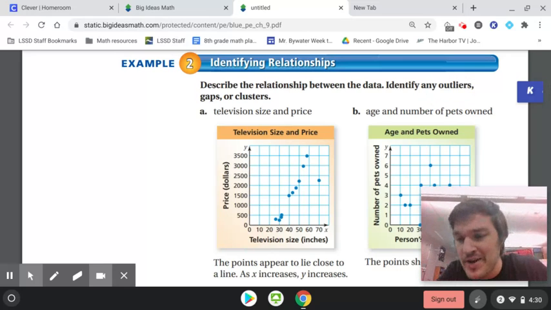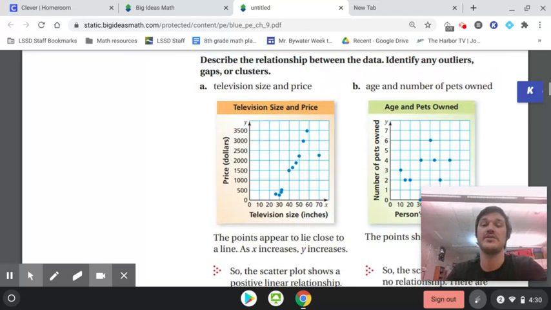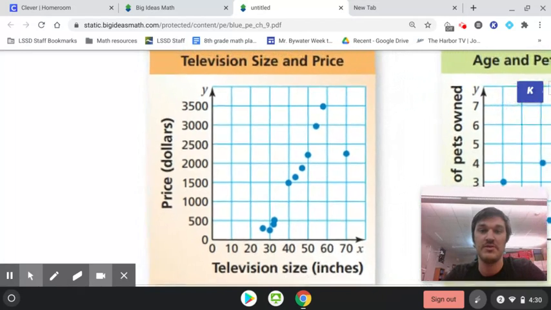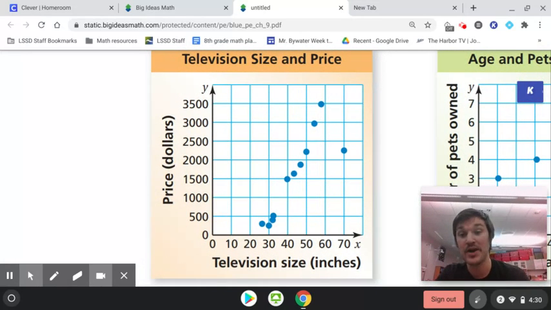This word, outlier, is a term we use for a data point that doesn't fit the general trend of the data. So if I'm looking at this graph about television size and price, I would call this data point an outlier because it seems like it doesn't fit the general trend of the data.